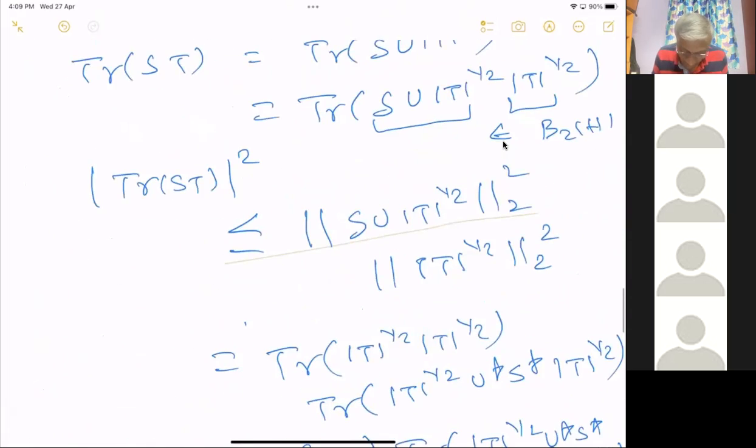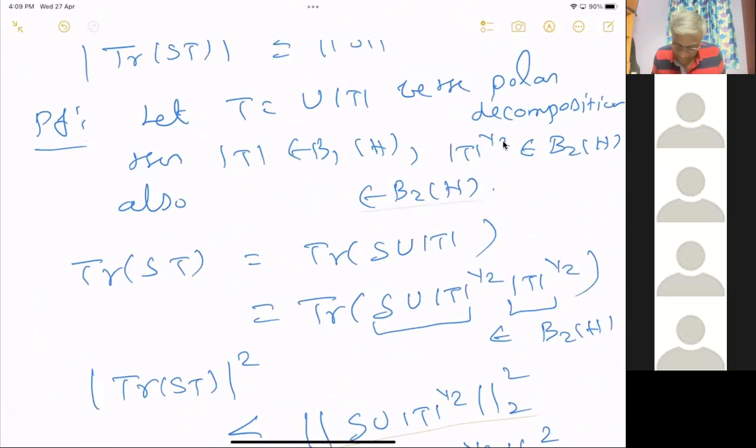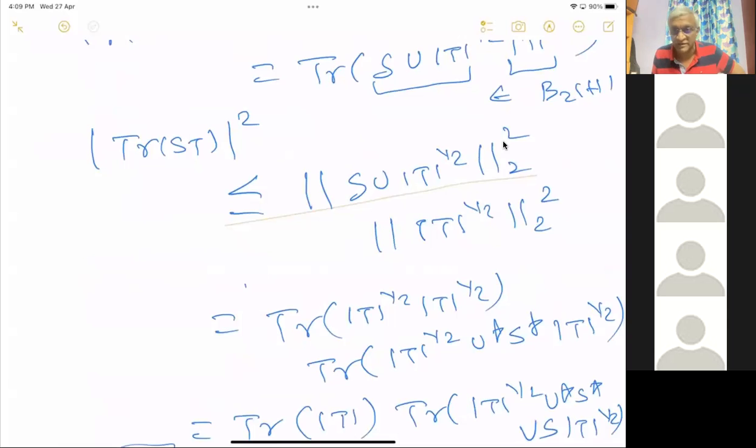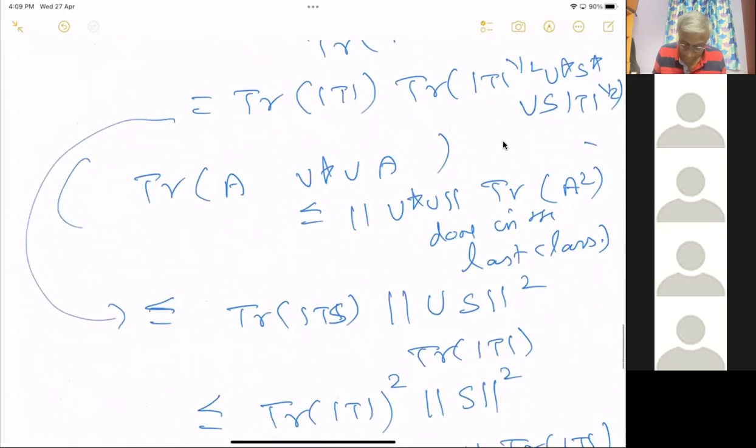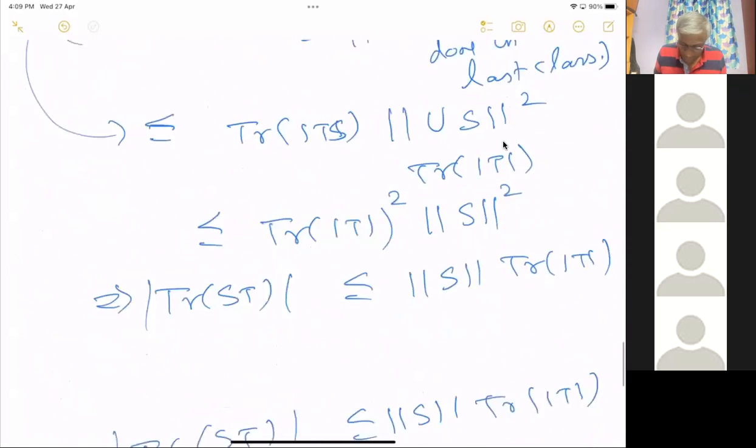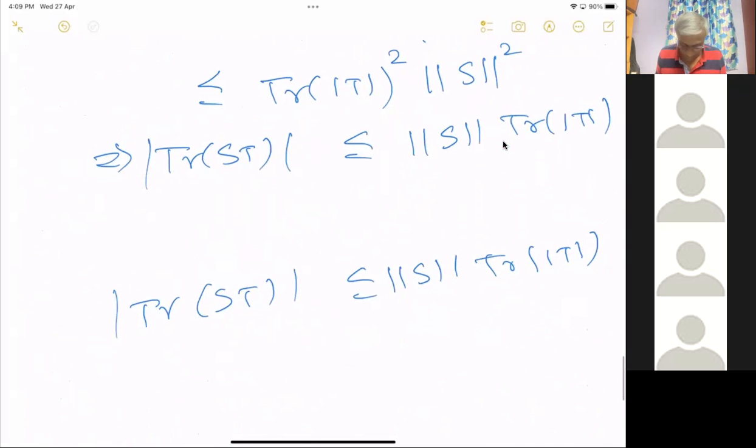So finally, everything went away and we got this. I have written all the details. Trace of ST equals trace of S U mod T, and I have just written it like this. Then I just applied the Cauchy-Schwarz inequality: the inner product of x and y is less than or equal to norm x times norm y. I have taken the square to get rid of the square root. So finally we got this. If you want me to repeat anything, tell me.